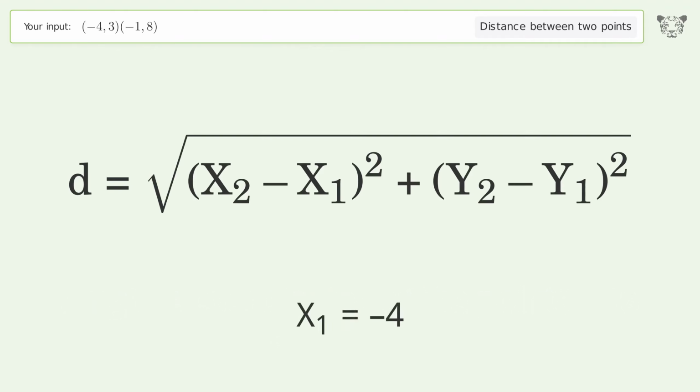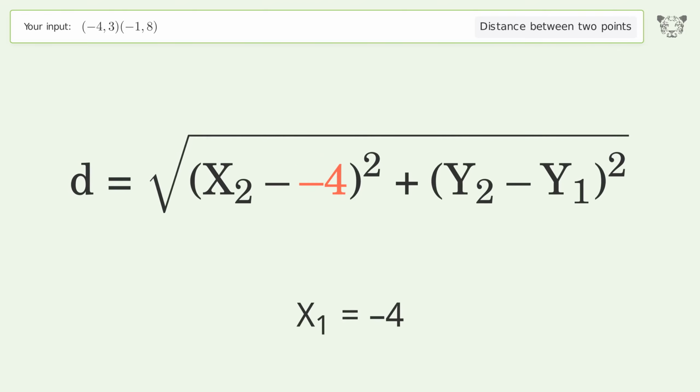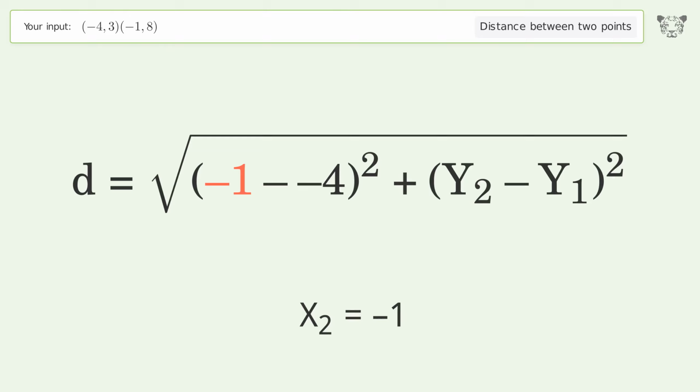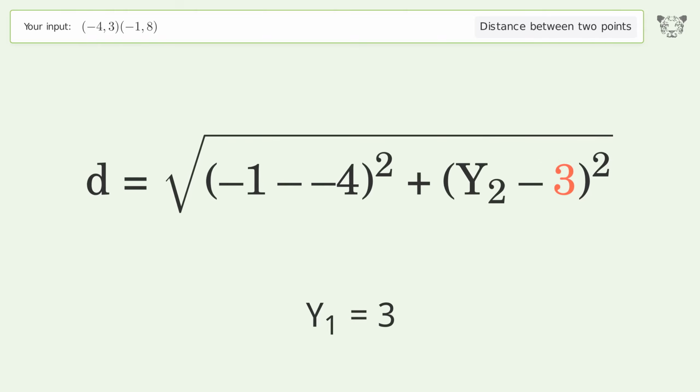x1 equals -4. x2 equals -1. y1 equals 3. y2 equals 8.